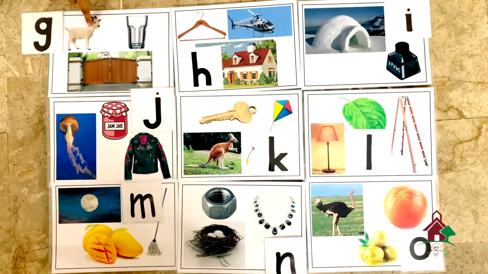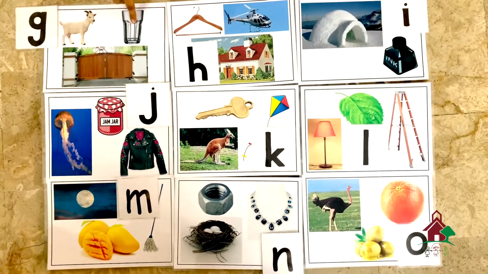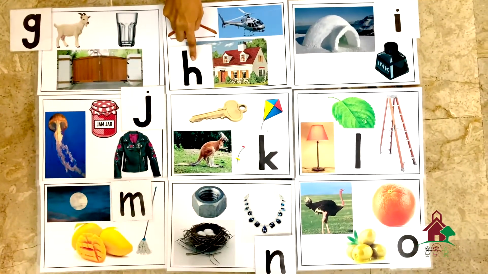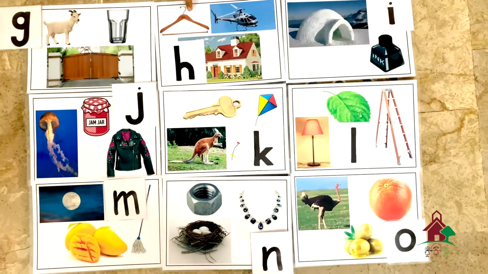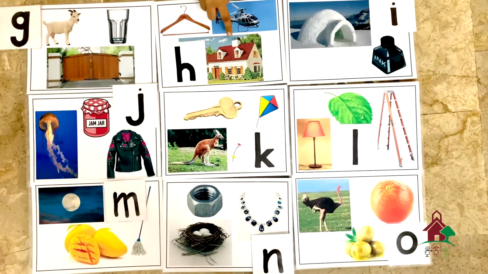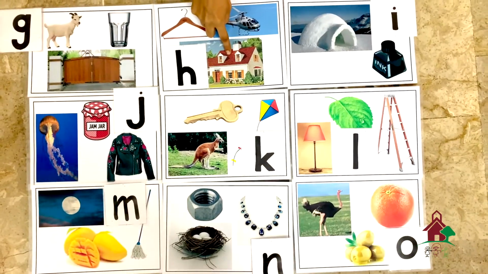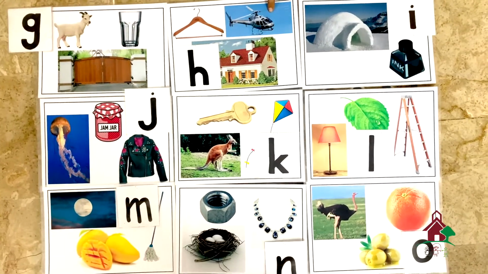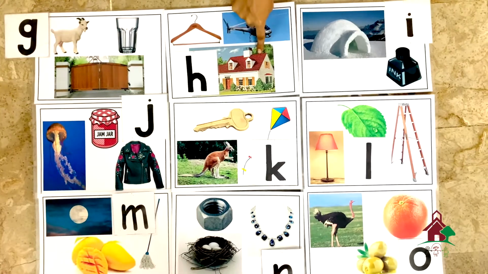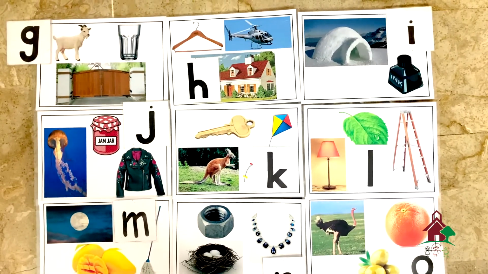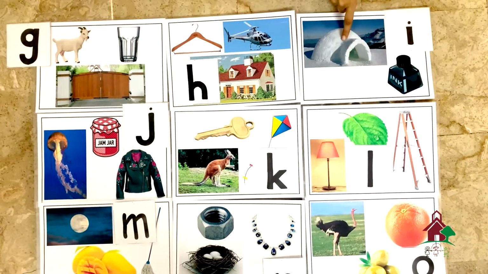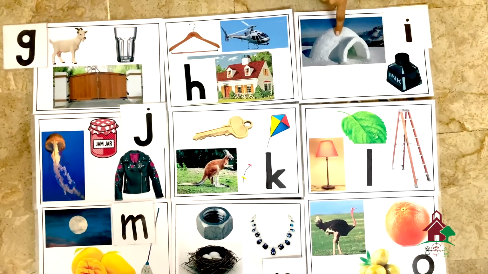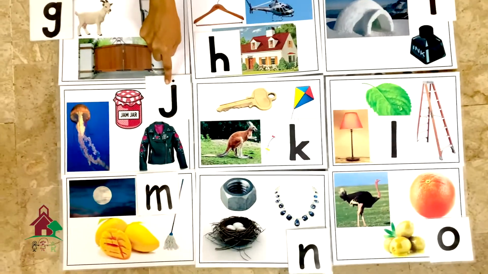G goat. G glass. G gate. Next. Hanger. Helicopter. House. One more time. Hanger. Helicopter. House. Next sound. Igloo. Ink. Igloo. Ink. Next.